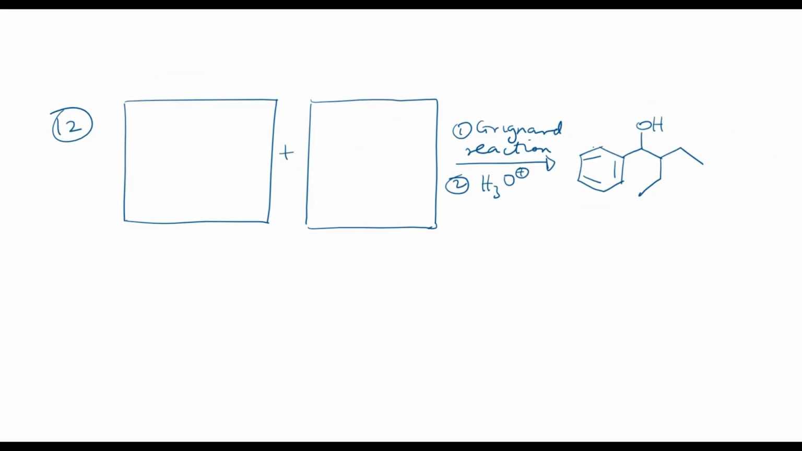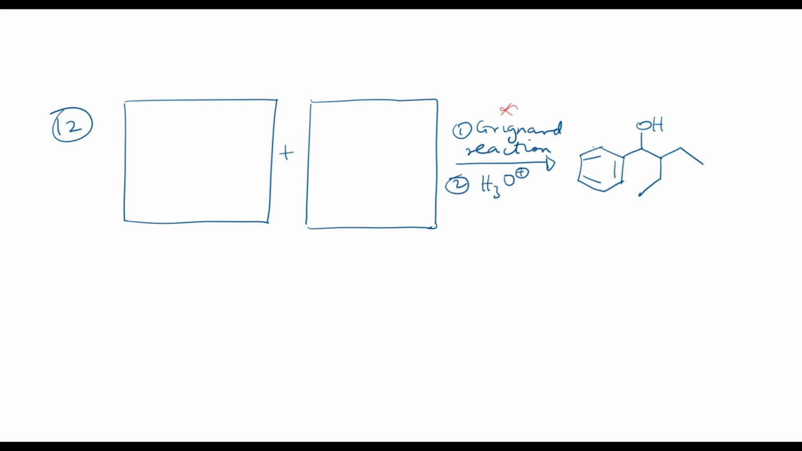Next question. This question asks us to provide the starting materials that are needed to make this product, the alcohol. Since we're told that this reaction is a Grignard reaction, well, in a Grignard reaction, the Grignard reagents usually will react with a carbonyl compound to form an alcohol.